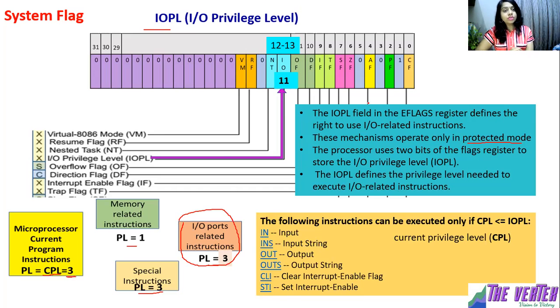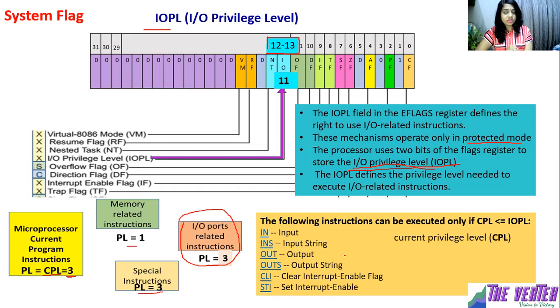The processor uses 2 bits of the flag register to store the input output privilege level. So here it uses bit number 12 and bit number 13 of this EFLAGS register to store the privilege level of input output related instructions. What are input output related instructions? There are IN, INS, OUT, OUTS. These are input output instructions. Suppose let's assume that IOPL has privilege level 3.